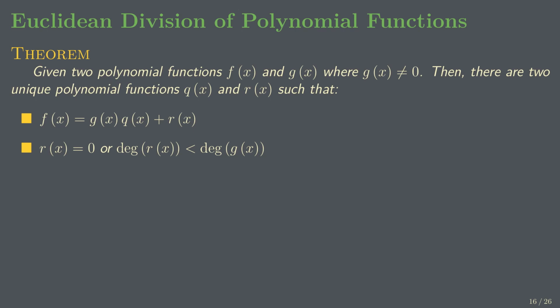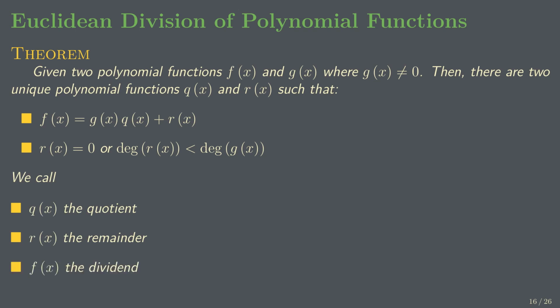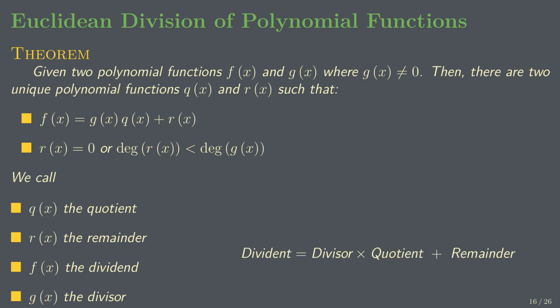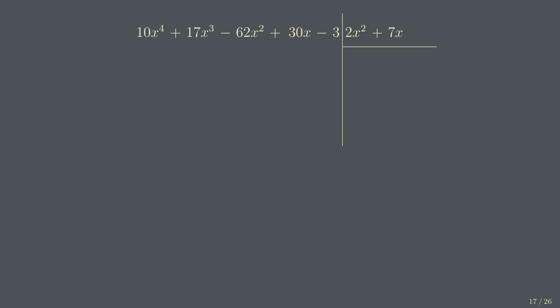This is reminiscent of the Euclidean division of numbers, and for that reason we call q(x) the quotient, r(x) the remainder, f(x) the dividend, and g(x) the divisor of the division of f(x) by g(x). So the rule is that the dividend is the product of the divisor and the quotient plus the remainder.